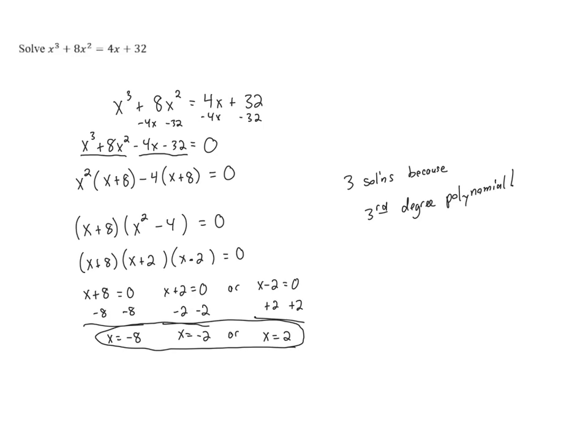It's always possible that there will be fewer solutions than the degree of the polynomial, but never possible that there will be more solutions.